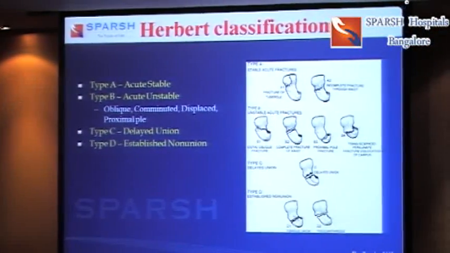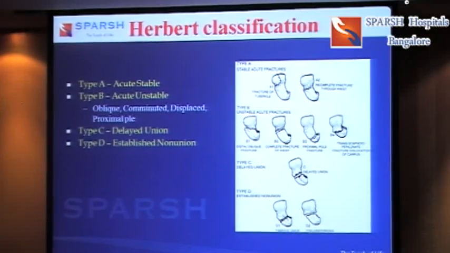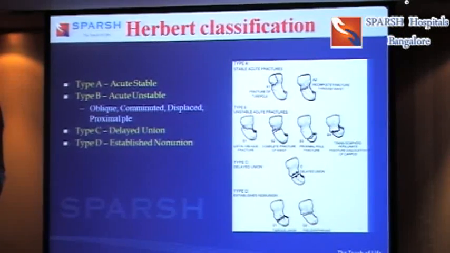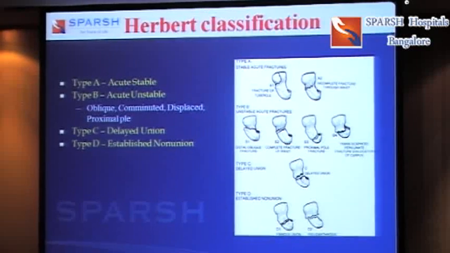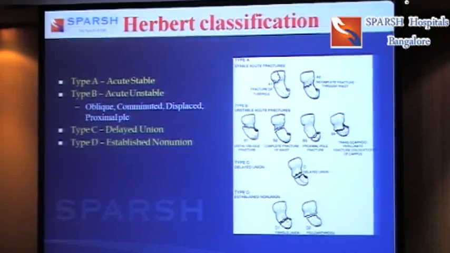Non-union is considered if anything has not healed after 6 months, it can be called an established non-union. Delayed union is somewhere in the range of 4 to 6 months. So A is an acute stable fracture, where you see anything in the distal pole or an undisplaced waist fracture. B is unstable fractures, which are still acute.